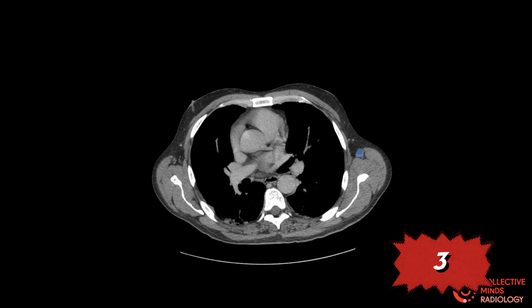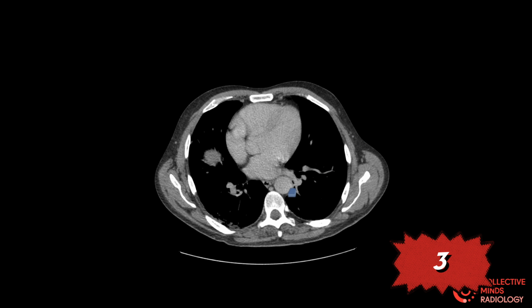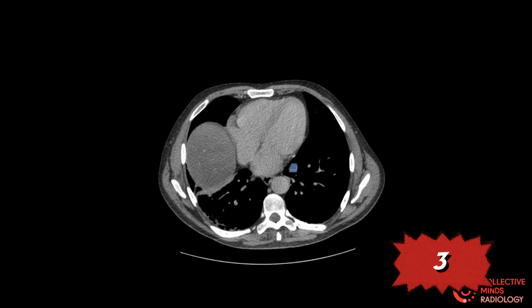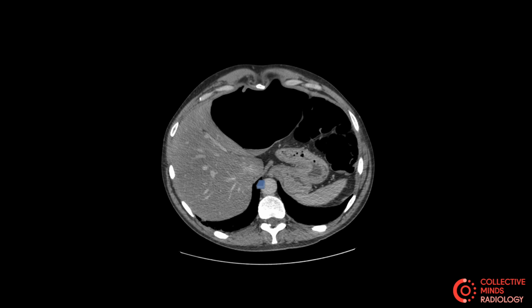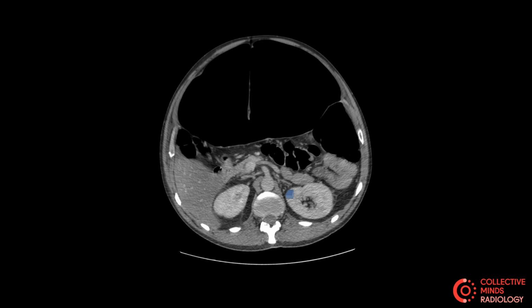Okay, so we're on to the next case. Again, you can see this is a contrast study. You can actually see the structures of the heart, and as you come further down, you can actually see the vessels of the liver, and you can see the kidneys actually look okay as well.